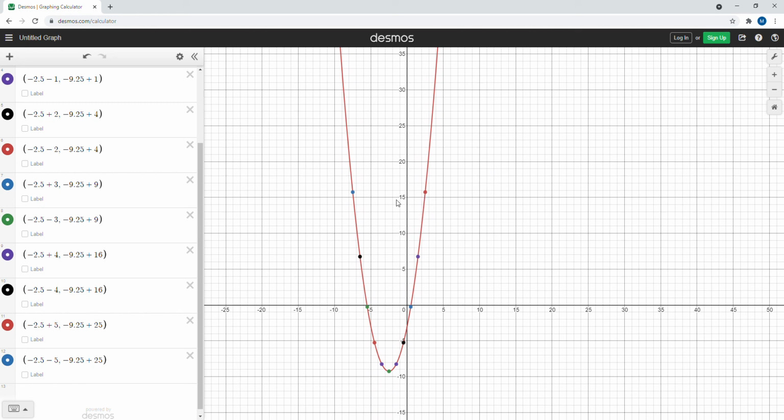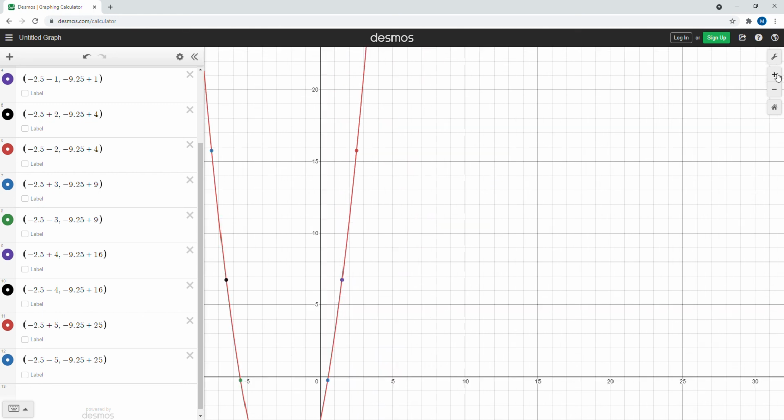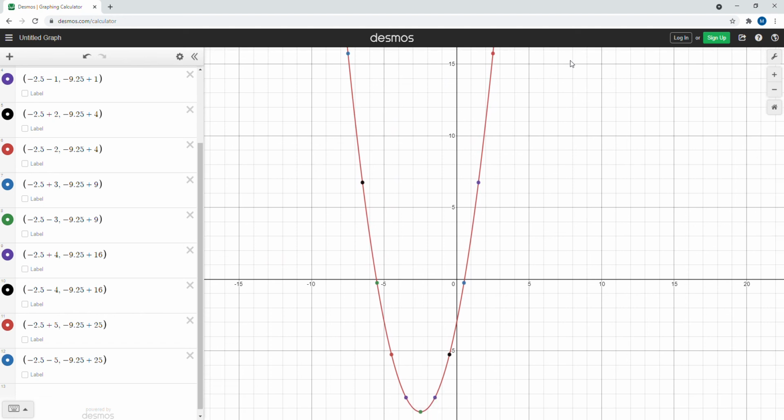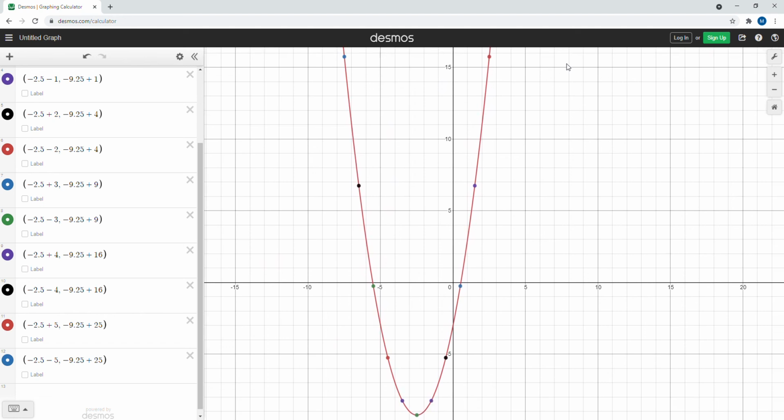So actually, let me see if I can zoom back in and capture all those same points. I can right there. Okay, so there are our points. Right, we have 5 points on the right side of the vertex and 5 points on the left side of the vertex. If we label those last 2, okay, we get those last 2 points. Okay, and we see where they are.